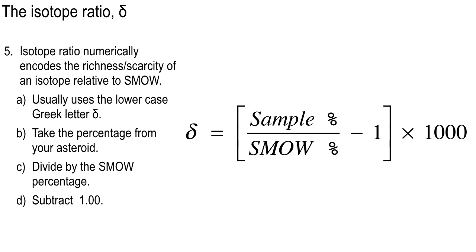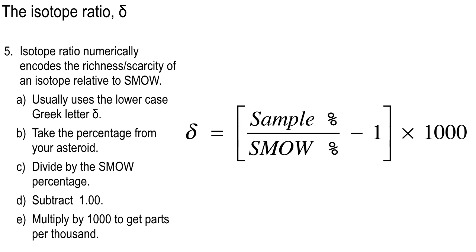And so your delta, if you're right at the same isotopic ratio as water from oceans of Earth, you get delta equal to zero. But if you're more abundant, if your sample percentage is bigger than SMOW, that fraction is greater than one. Then the square brackets are greater than zero. And you get a positive number. You multiply it by 1,000. Right? So you multiply by 1,000, and that gives you parts per 1,000 if you want to go with parts per 1,000. All right?